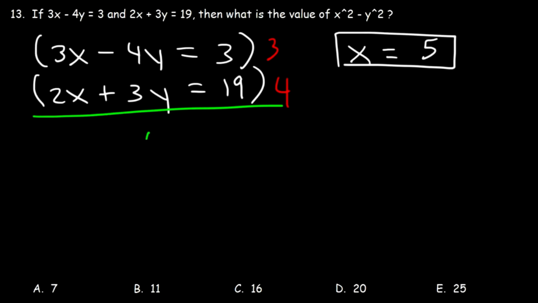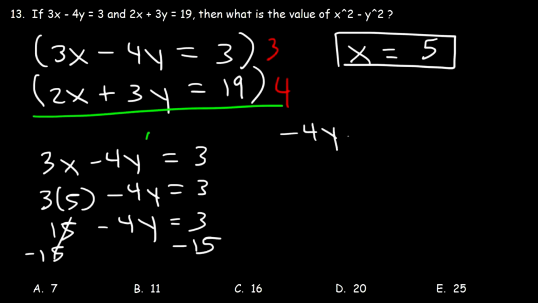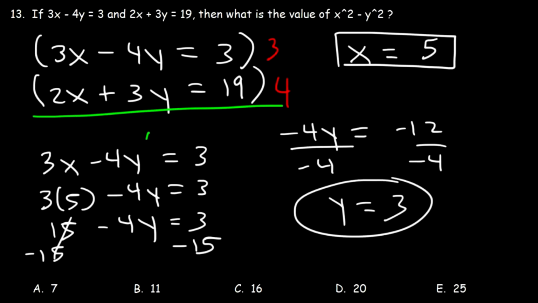Let's use the first equation. 3x minus 4y is equal to 3. Let's replace x with 5, and let's find the value of y. 3 times 5 is 15. And if we subtract both sides by 15, 3 minus 15 is negative 12. So now we could divide both sides by negative 4. And negative 12 divided by negative 4 is 3. So y is equal to 3.